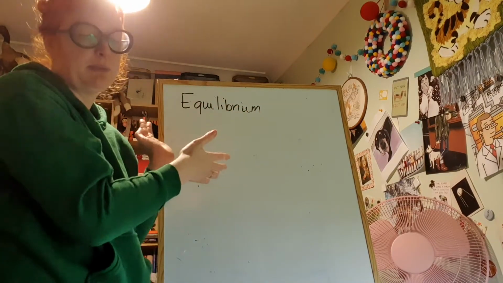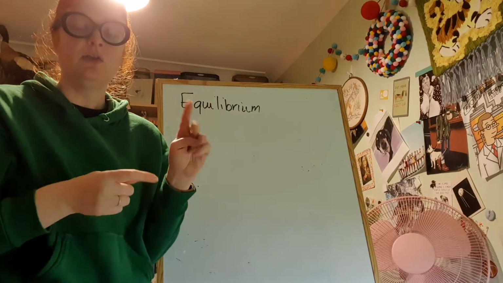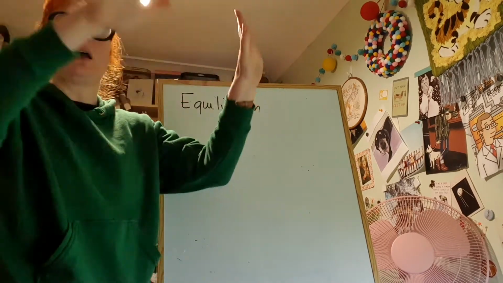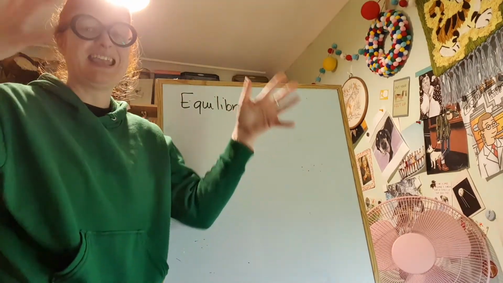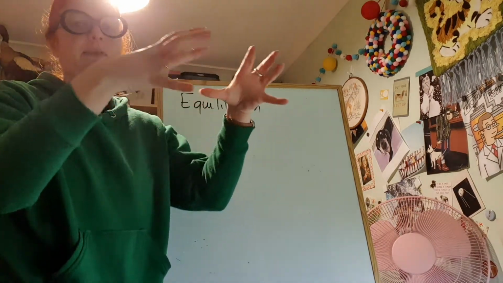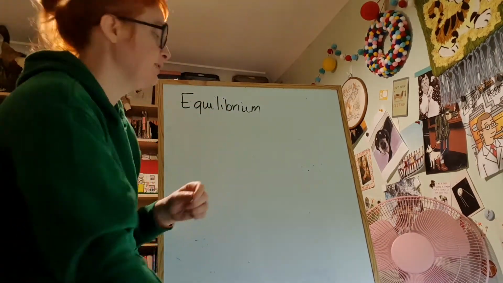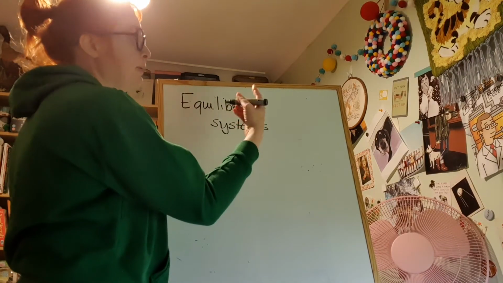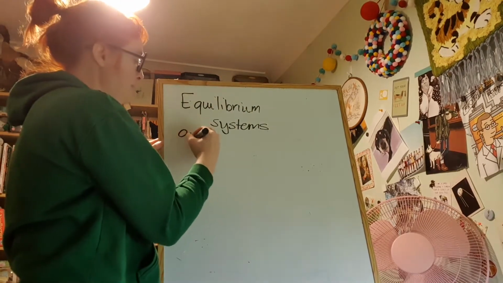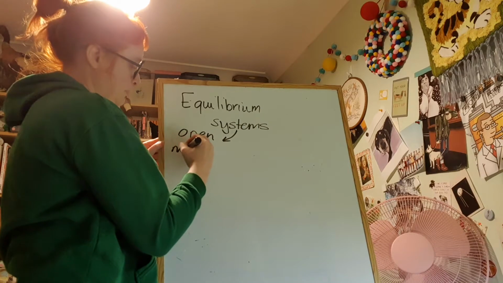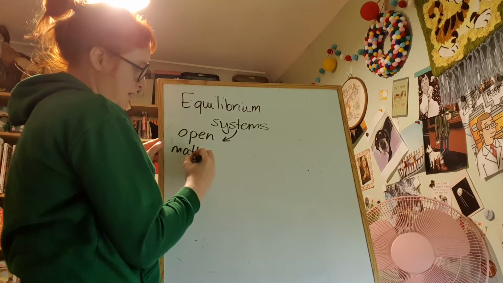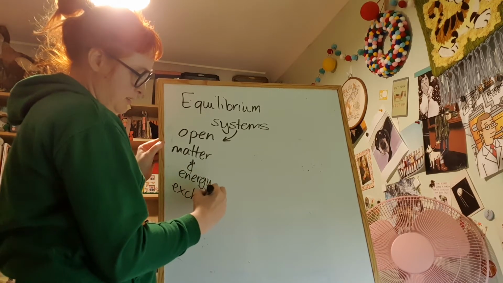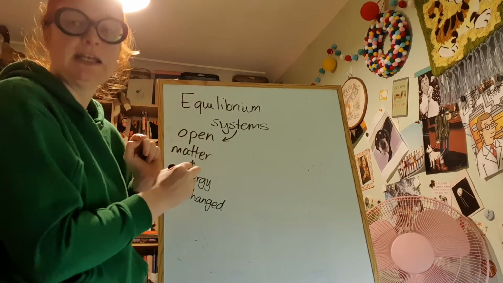Anyway, equilibrium. We have two types of systems that we're going to look at: an open system and a closed system. A system is whatever kind of environment we're looking at. Again, with all the vocab. So systems, we've got two, open and closed. You've got to have your head around some of this stuff before we actually describe equilibrium. So open: we can have both matter and energy being exchanged.